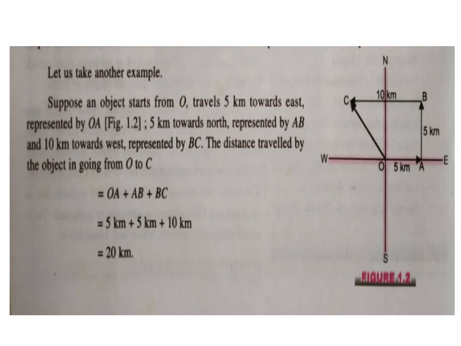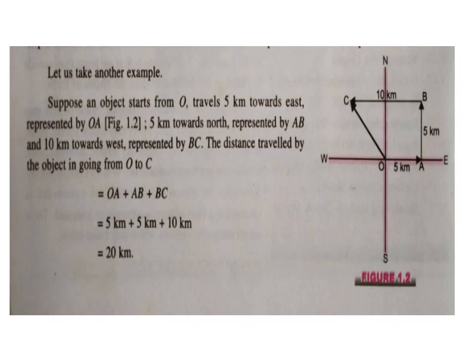For example, an object starts from O to A, and that is 5 kilometer, A to B again 5 kilometer, B to C 10 kilometer. If you consider the point N as the midpoint of BC, then NC is 5 kilometer. So in this case, to calculate the total distance, just add all these paths, that is 5 kilometer plus 5 kilometer plus 10 kilometer. So the total distance which this object covers is 20 kilometer.